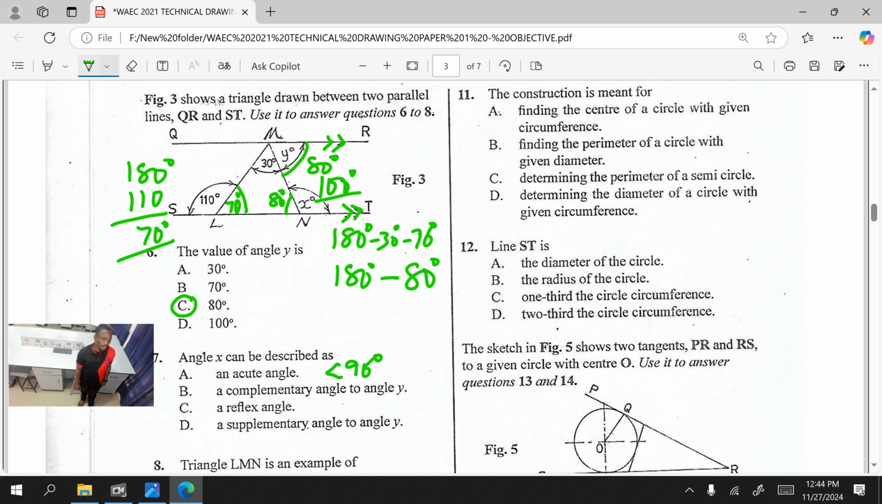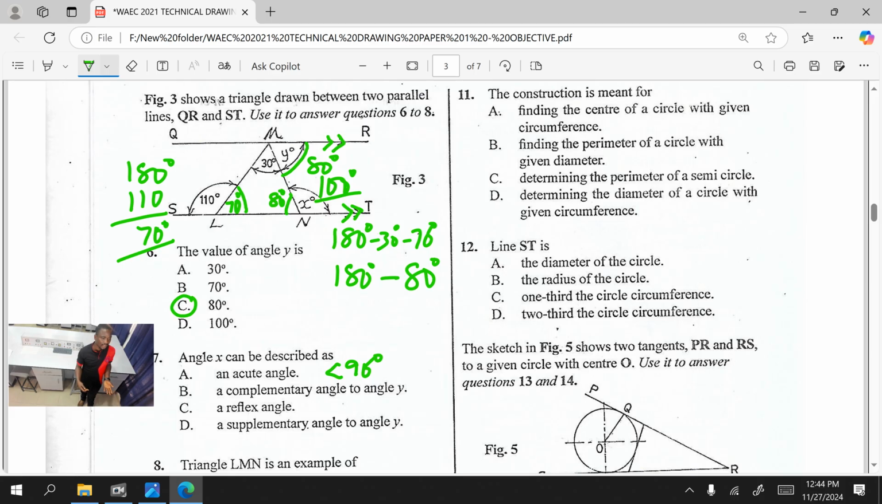No. It's not a complementary angle to y. Complementary is when we sum two angles and their sum is 90 degrees. So if we sum up x and y, can you see that now? They can't give us 90.